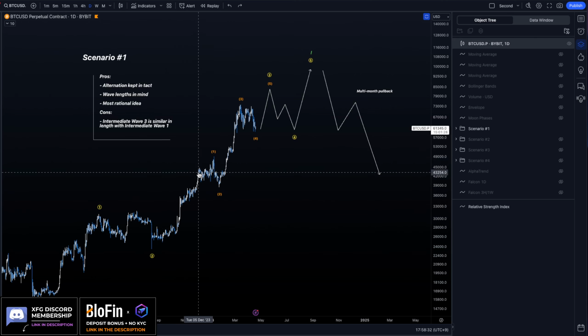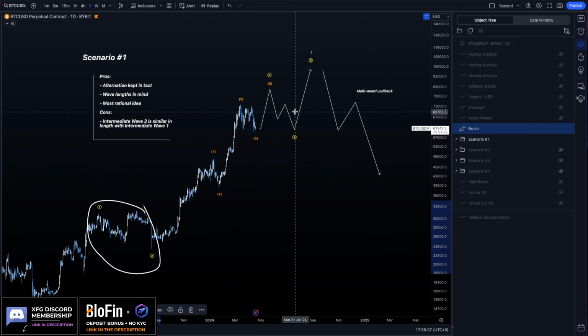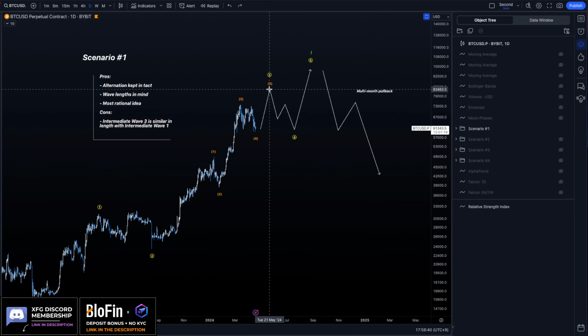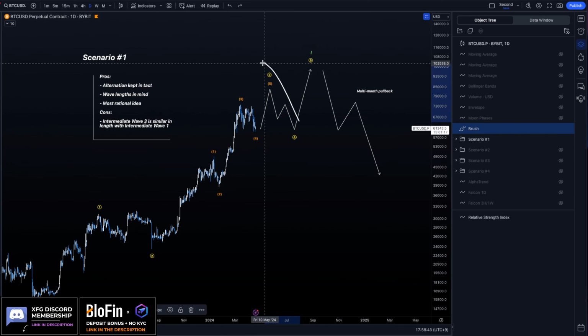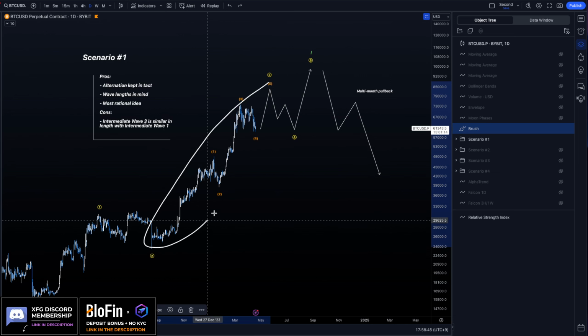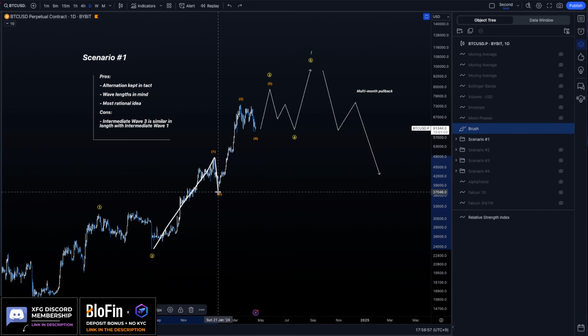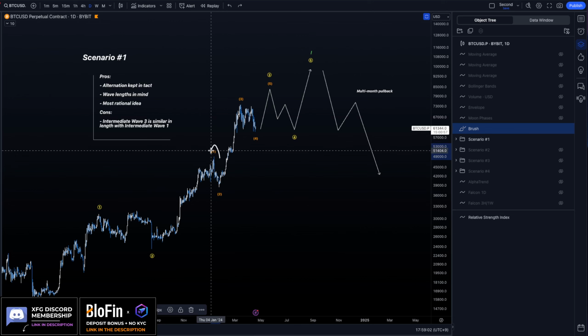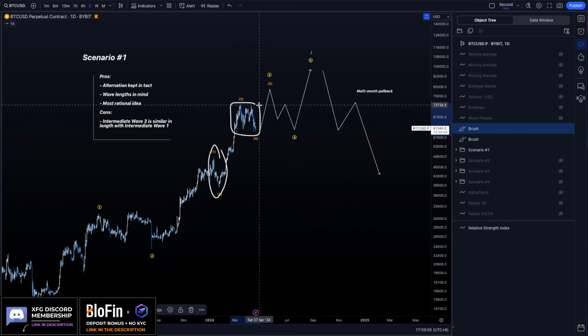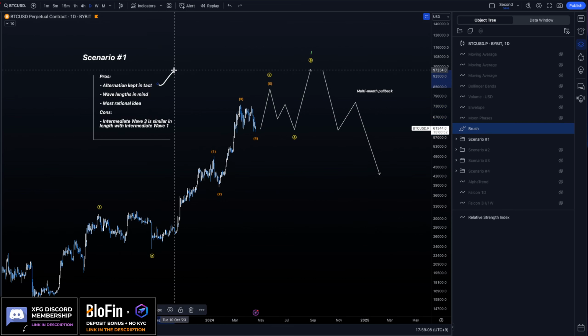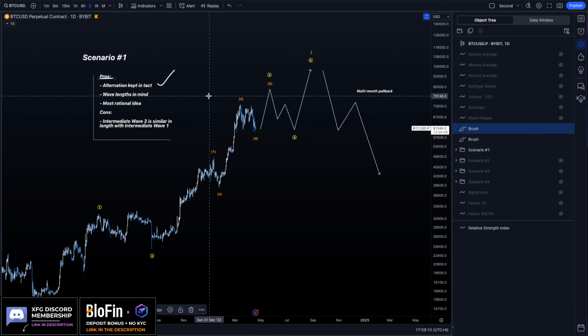And that is what led us to this impulsive move. If we have that as our first 1-2, we're going to be expecting the higher primary degree of a 3-4 to be sharp. And if we want to be including this, we also have to keep in mind how our internal structures are going to be obeying the idea of alternation as well. So if we're expecting that this is a wave 1, 2, and this is a 3-4, that also helps for this internal structure to be a sharp and this to be a sideways structure. So we have the alternation kept intact, and that is one of the pros for this scenario.